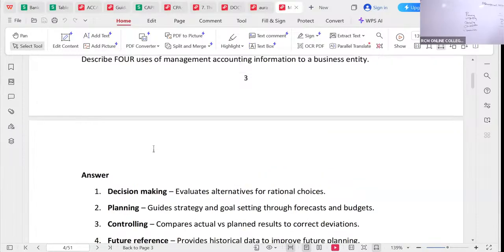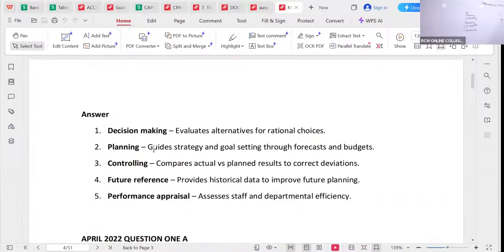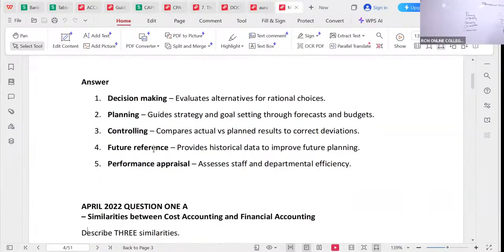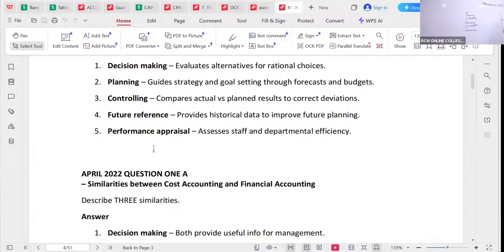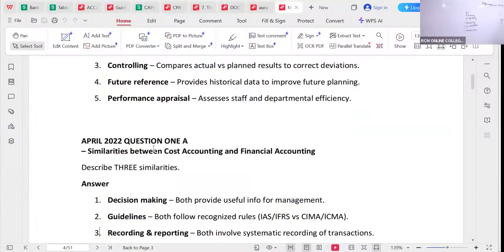So you can see, ladies and gentlemen, the uses there: decision-making, which evaluates alternatives for rational choices; planning, to guide strategy and goal setting; controlling; future reference; and performance appraisal. Never forget to mention decision-making, then performance appraisal. Those are very important. I think I've tackled enough questions and I can go to the next topic, because my aim is to show you there are similarities between cost accounting and financial accounting. Are they similar? Yes.